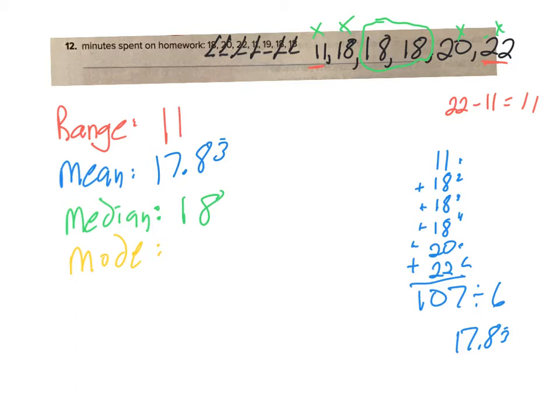Now, your mode is most. The one that's used the most: you have an 11, you have an 18, there's three 18s, a 20, a 22. The 18. So your range is 11, your mean is 17.83, your median is 18, and your mode is 18. That's how you find the range, mean, median, and mode, or the average.